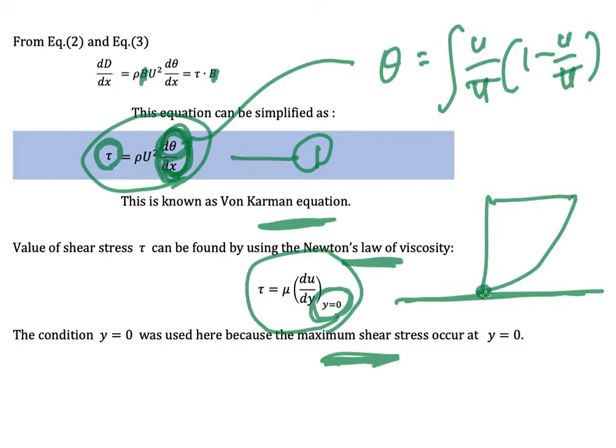The friction here is maximum at the wall, at the surface. So we need to take this condition as y equal to 0, because the friction occurs on the surface. That's why we use the condition y equal to 0 here.